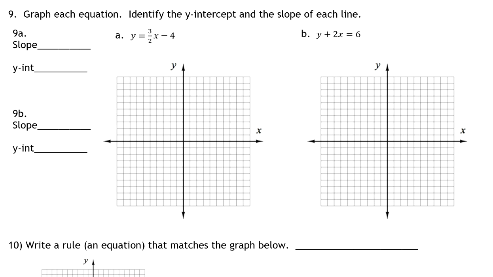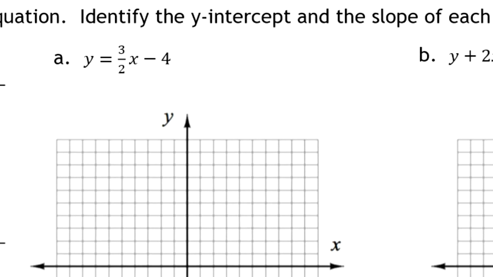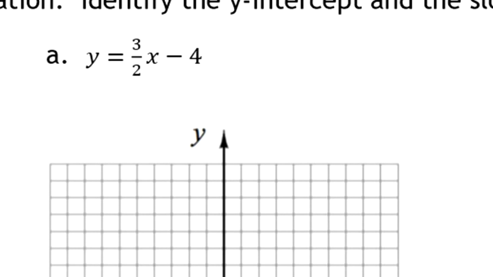We're asked to graph a couple different equations for question 9. It says identify both the y-intercept and the slope of the lines. So if I take a look at A, you can see that this is written in slope-intercept form. I can see that the slope pattern is up 3 over 2, and I have a y-intercept at negative 4.